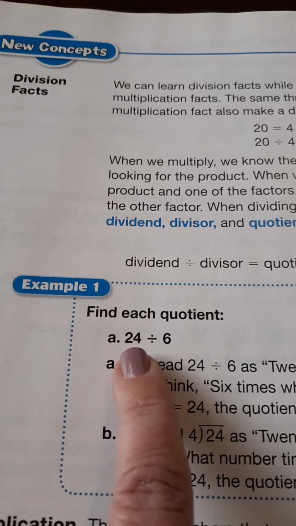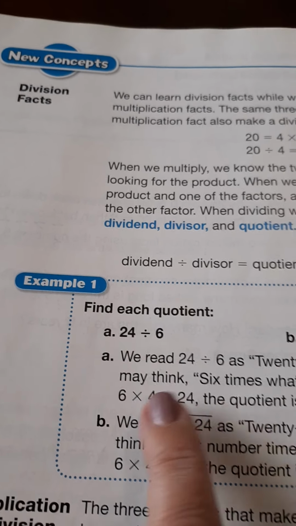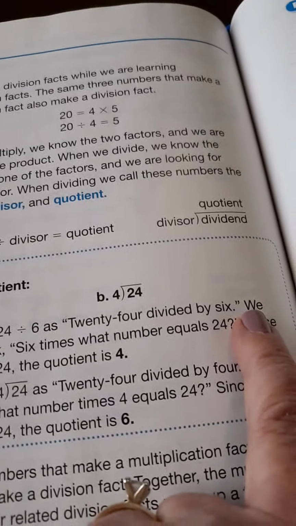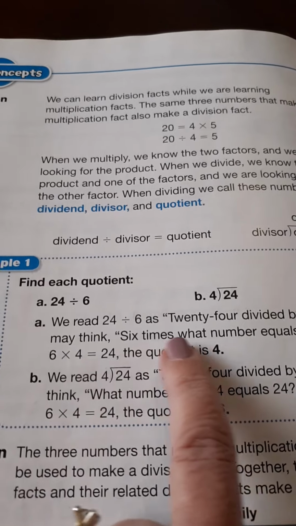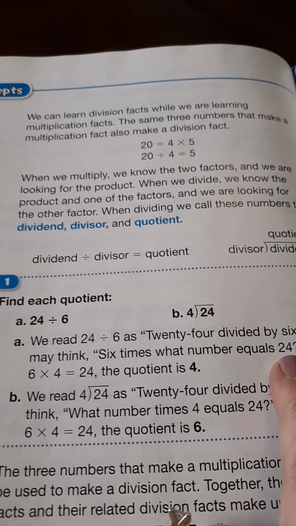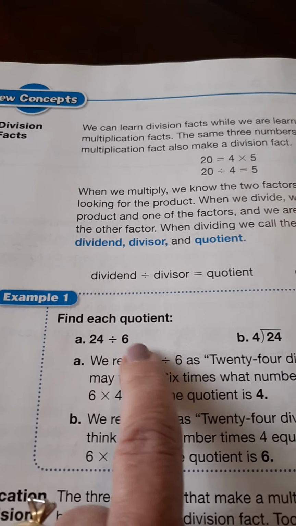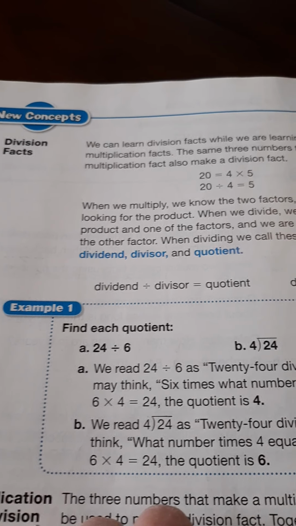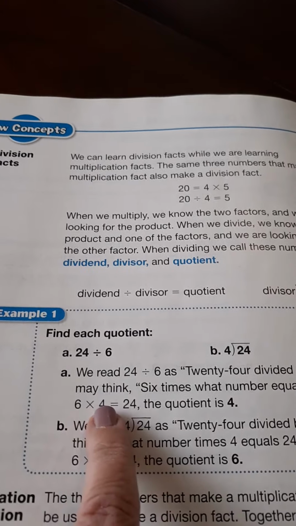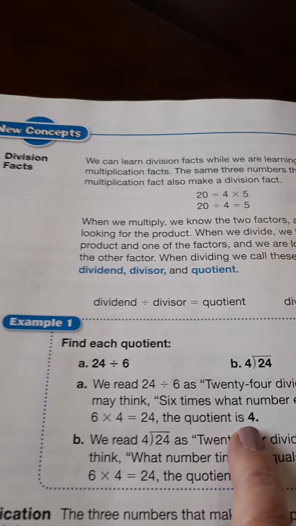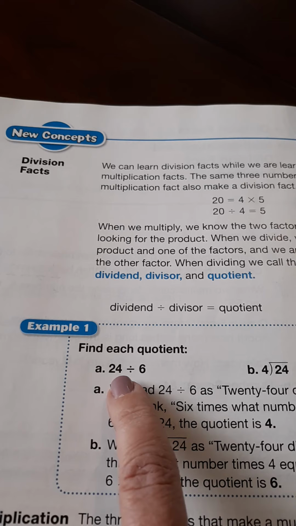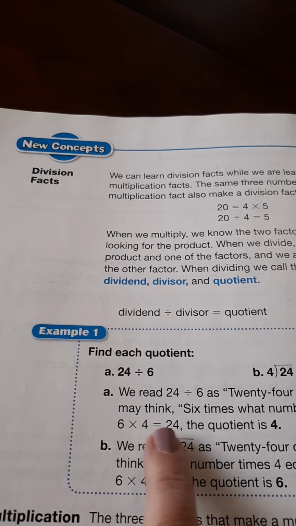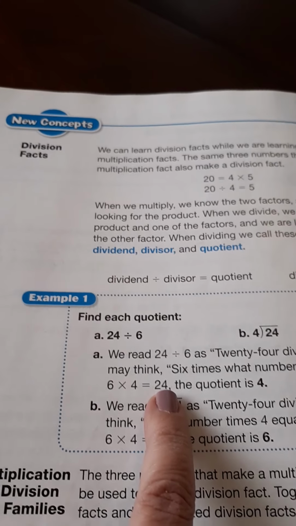Find each quotient. Okay, so you have 24 divided by 6. We may think, 6 times what number equals 24? So think of the missing factor here. What times 6 is 24? Or 6 times something is 24. And since 6 times 4 is 24, the quotient, or the answer, is 4. So 24 divided by 6 is 4. Because 6 times 4 is 24, 4 times 6 is 24. All those help us to know that.